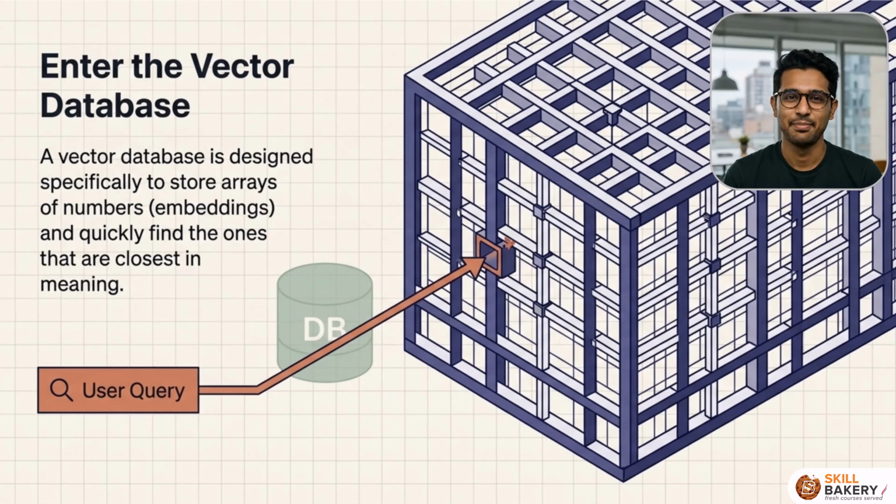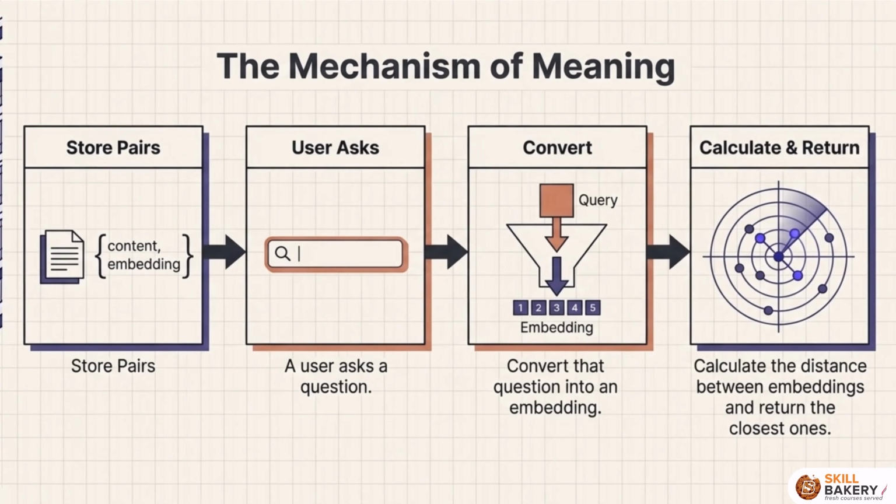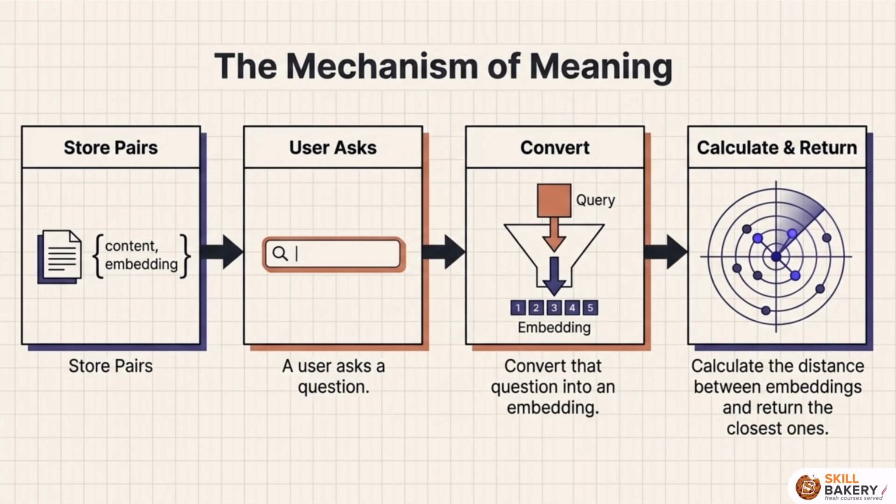This is where the vector database comes in. Unlike a standard database that stores text or numbers in rows and columns, a vector database is designed specifically to store arrays of numbers called embeddings. Its primary job is to quickly calculate the mathematical closeness between these arrays to find the items that are most similar in meaning. The mechanism of meaning follows a simple workflow. Store data as content embedding pairs, receive a user query, convert that question into an embedding, and then calculate the distance to find and return the closest results.